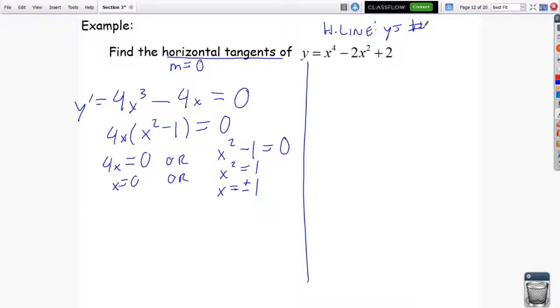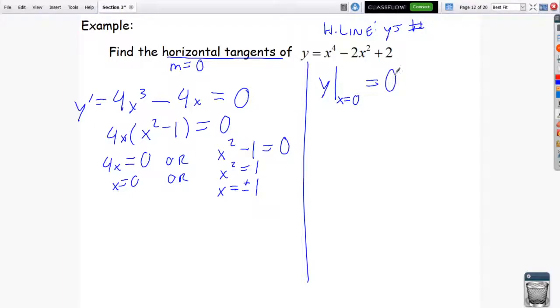So in order to find out what these horizontal tangents are, I need to take my x value and plug it into the original function. So essentially what I'm doing is y when x equals 0. I'm introducing a new symbol. I think I've used it a couple times with you guys before, but when I put this bar with a number at the bottom here, it means evaluate this function for this value.